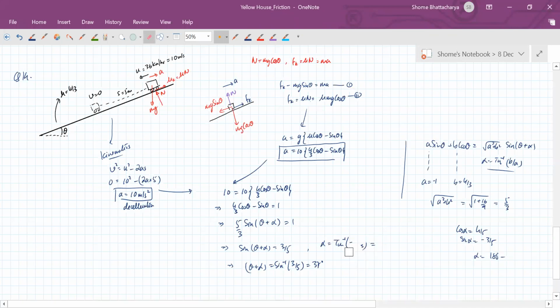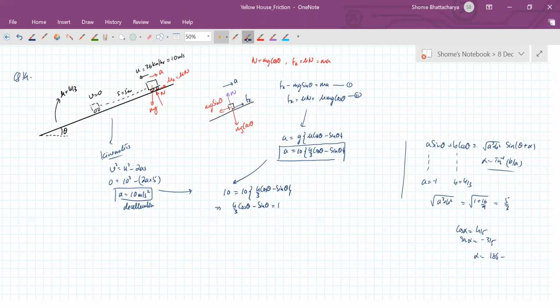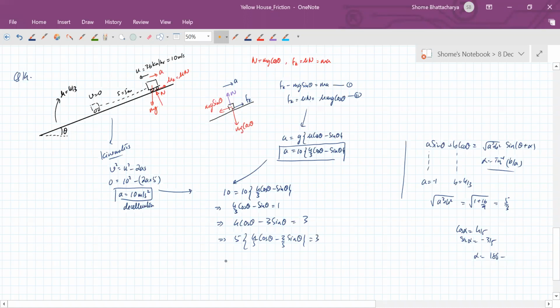Okay. Actually, you can do something simpler here. I'll explain. You can take LCM 3 first. So this whole thing will be easier to solve. Just take LCM 3 on this side now. So make this equation 4 cos theta minus 3 sin theta is equal to 3. Take the 3 to that side. Now multiply and divide by 5. So when you multiply and divide by 5, you'll get 5 into 4 by 5 cos theta minus 3 by 5 sin theta is equal to 3.